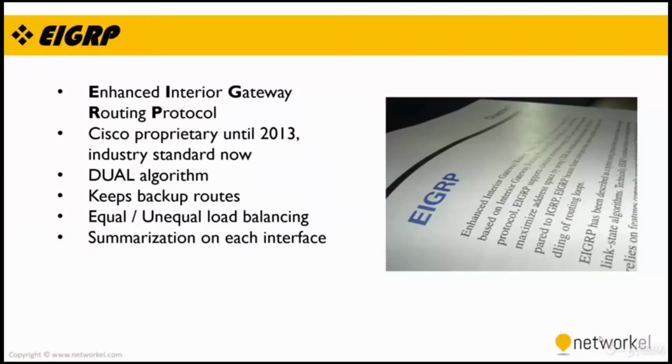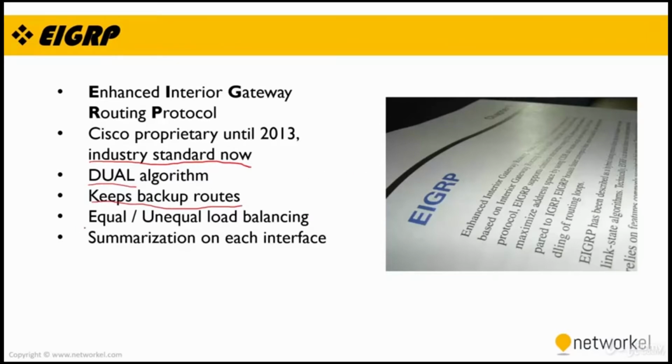EIGRP is Enhanced Interior Gateway Routing Protocol. This protocol was Cisco proprietary until 2013, but please keep in mind that it's an industry standard now, which means we can use this protocol on any vendor's devices, such as Alcatel, Huawei, and so on. EIGRP uses the Diffusing Update Algorithm to calculate the best routes, and it keeps backup routes also.